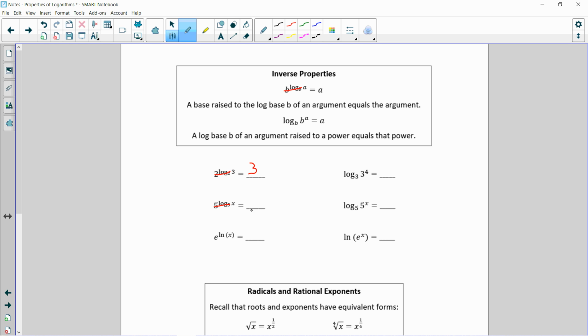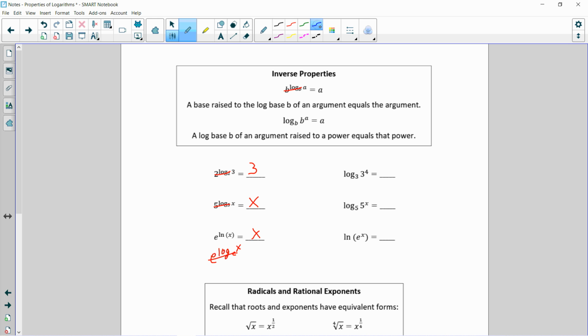Here we have the same thing and it leaves us just x. And here, if you remember, this is log base e of x. So then those are going to cancel out and give us just x. So this is an important property when we come to solving, and we'll see this in our next topic.